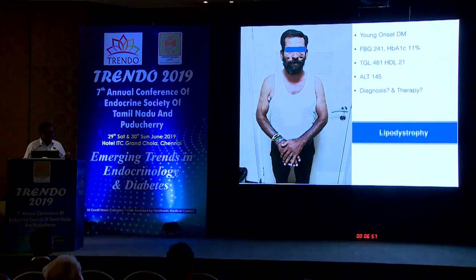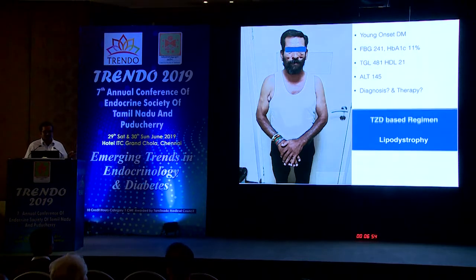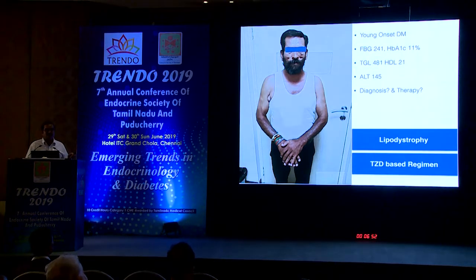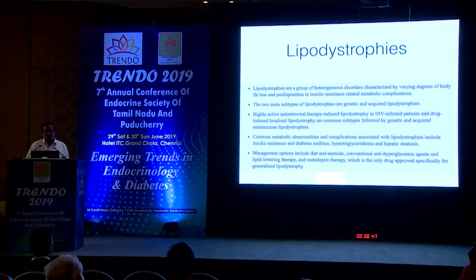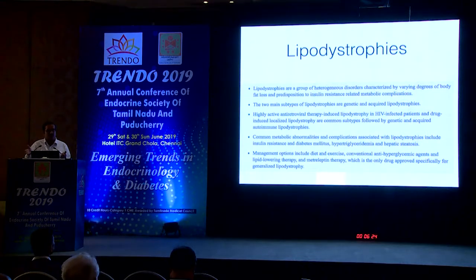A few points on lipodystrophy, because this will influence your therapeutic management, because you will have to use a sensitizer based regimen. Both metformin and pioglitazone work very well in this scenario. What is lipodystrophy? They are heterogeneous disorders characterized by varying degrees of body fat loss and redistribution, predisposition to insulin resistance. The two main components are genetic and acquired. The genetic is what I showed you. The acquired is very commonly seen with antiretroviral therapy for HIV. The common metabolic problems will be diabetes, insulin resistance, hypertriglyceridemia, and hepatic steatosis and steatohepatitis.